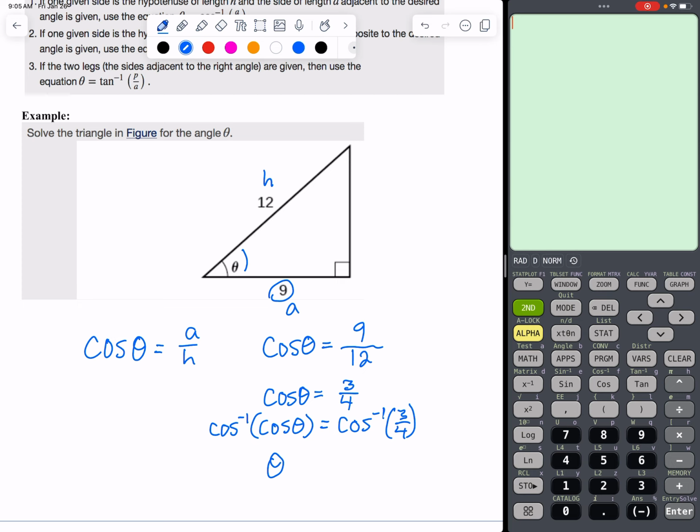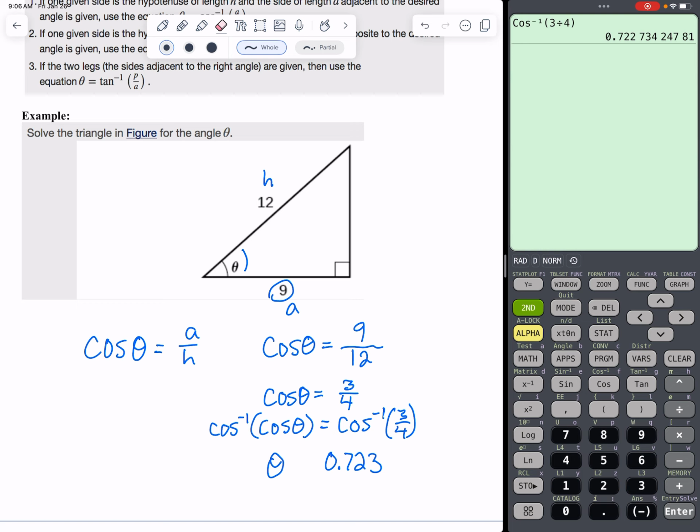What's going to happen on the left is we just get a theta. They undo each other because that's what inverses do. And then I'm going to use my inverse cosine button on my calculator to do 3 over 4. And I get roughly that angle in radians is 0.723.